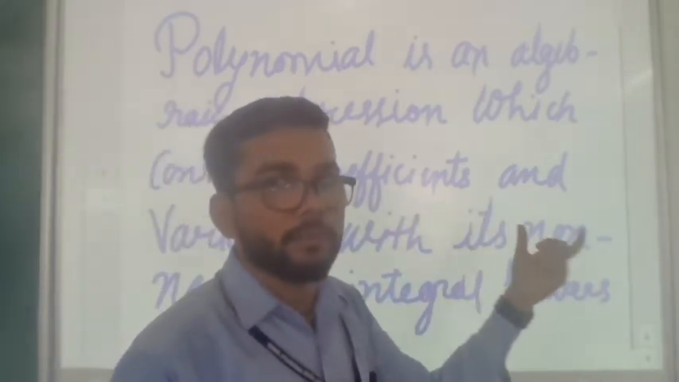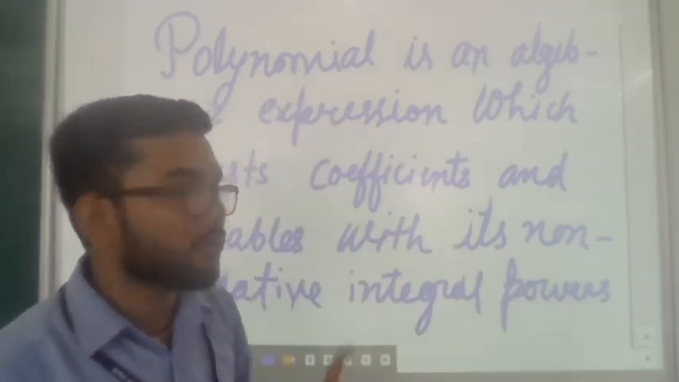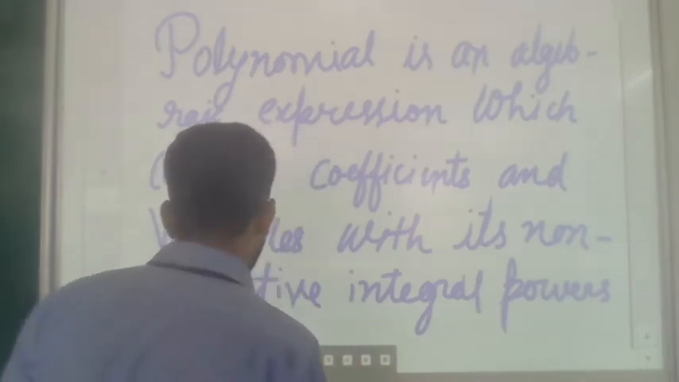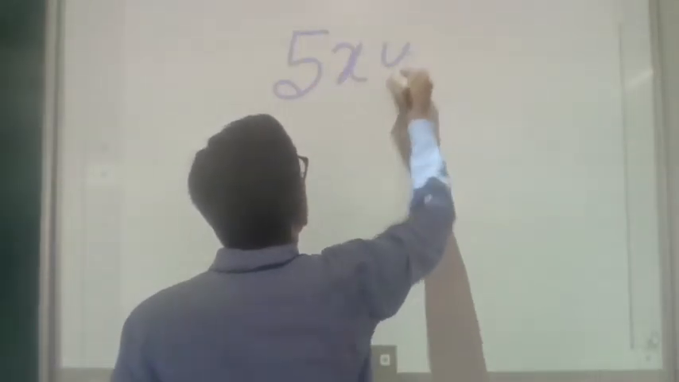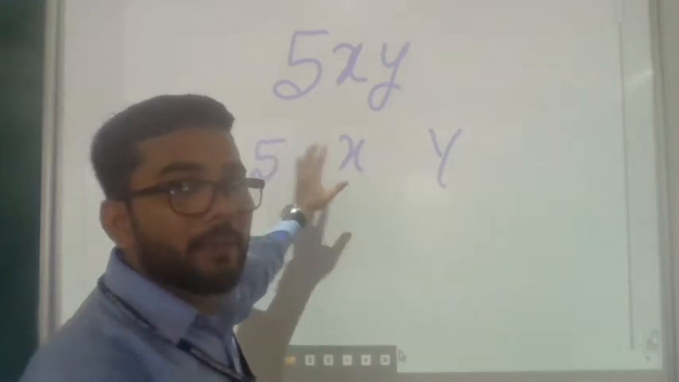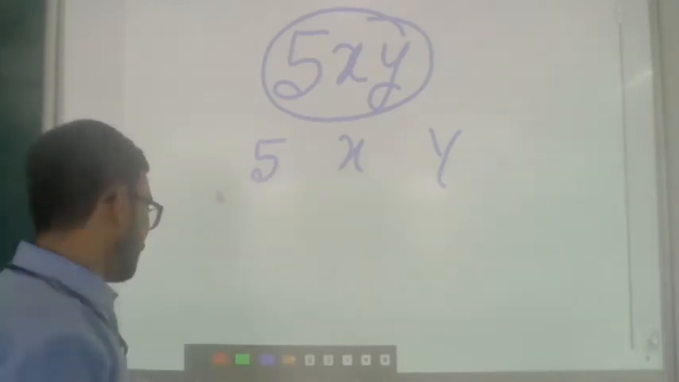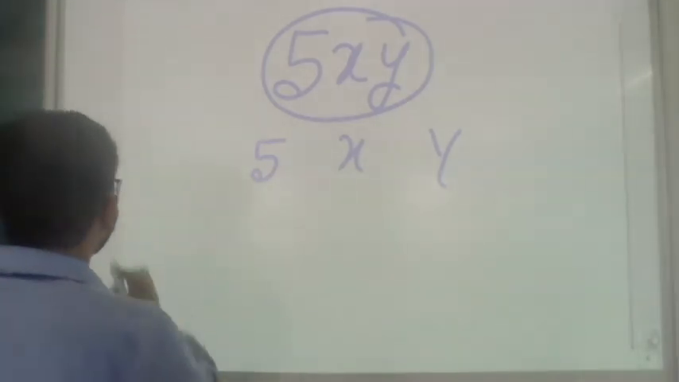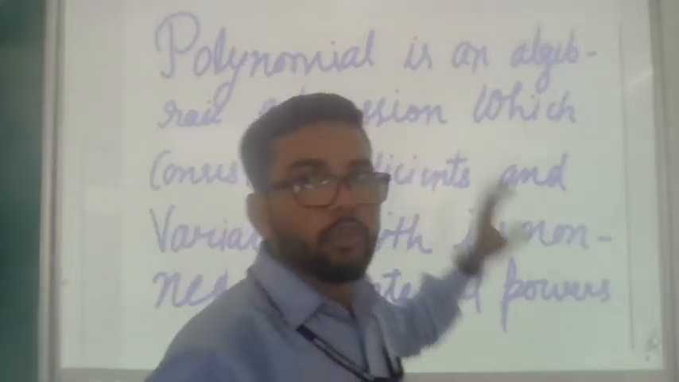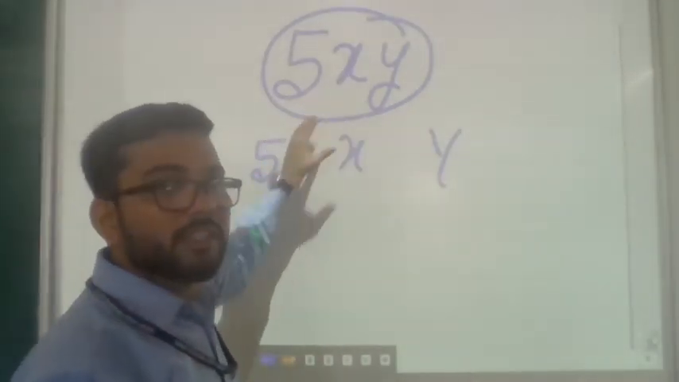Coefficient is the factor of a term. You all know what a term is in an algebraic expression, and what the factor of a term is. Suppose we talk about factors, like 5xy. The factors of 5xy are 5, x and y. This 5, x and y are the factors of this term. So coefficient is also a factor of a term, basically a numerical factor. In 5xy, the numerical coefficient is 5.